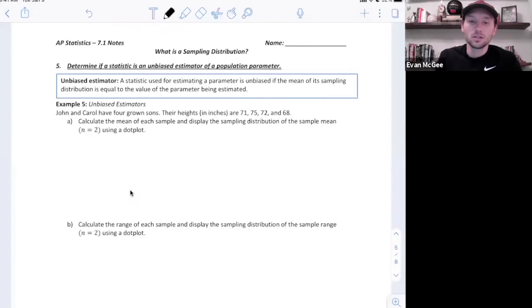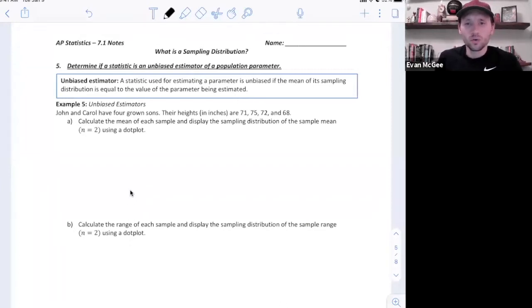So an unbiased estimator is a statistic used for estimating a parameter if the mean of the sampling distribution is equal to the value of the parameter being estimated. So if the mean is equal to the parameter, then it's called an unbiased estimator. So we'll look at two examples here of an unbiased and a non-unbiased estimator.